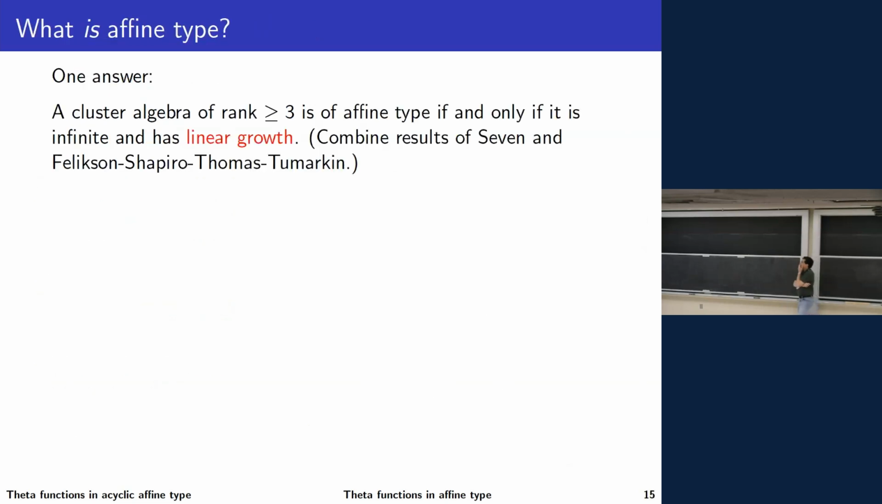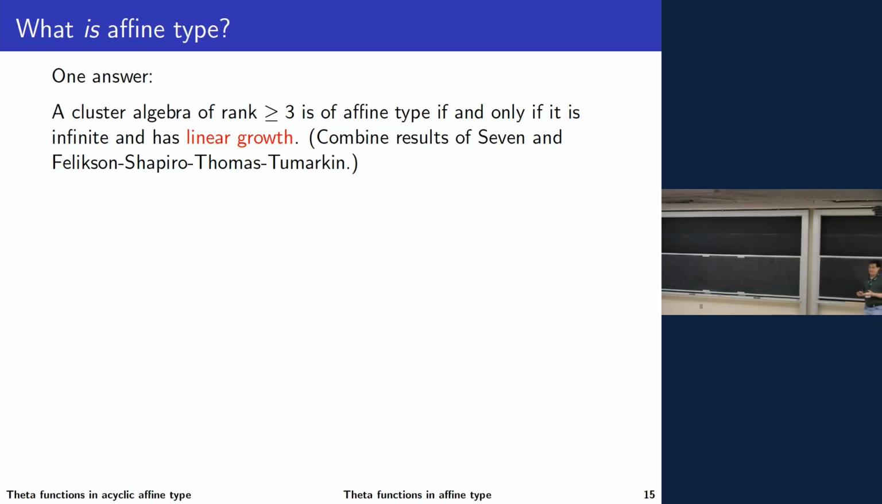Okay, so that was finite type. What is affine type? What's a cluster algebra of affine type? In finite type, it's a structural thing about the cluster algebra. There are finitely many cluster variables.